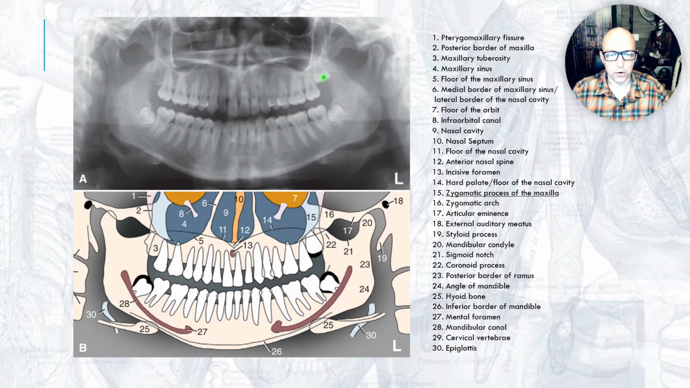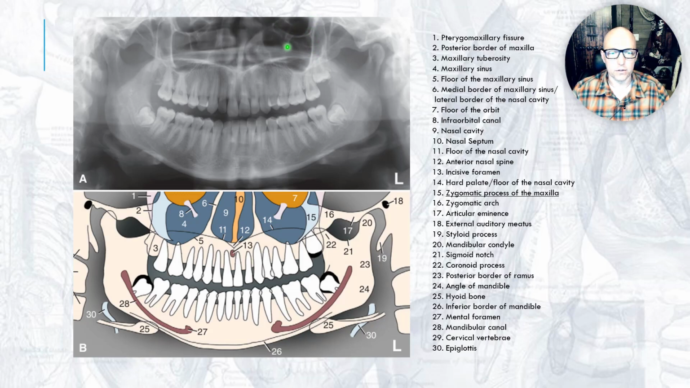In this case, you have the third molar there. So here's your tuberosity, and there's the posterior border of the maxillary sinus. And so this line just anterior to that is the zygomatic process. And that kind of goes up and joins with the side of the orbit. So you can find the orbit that way.